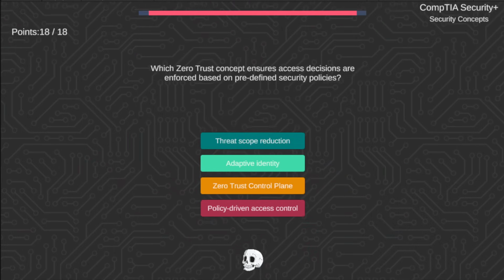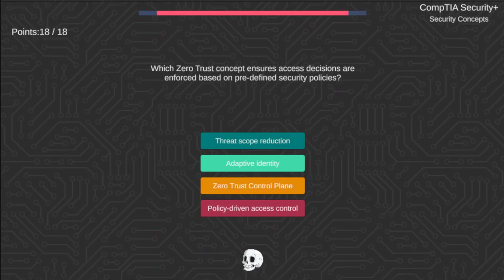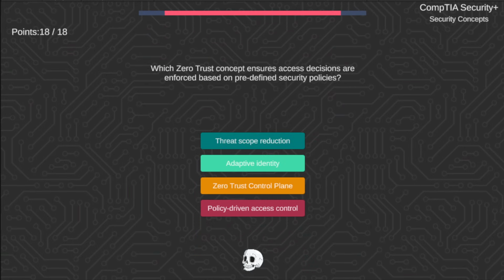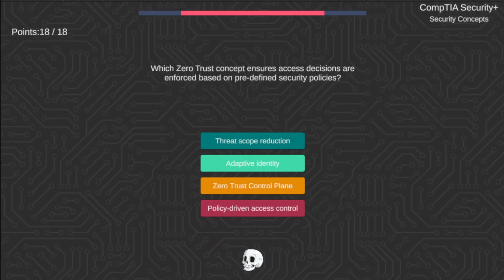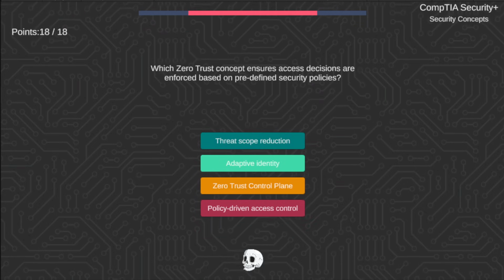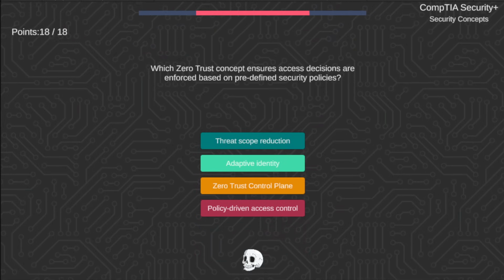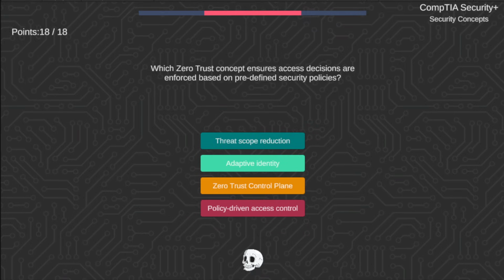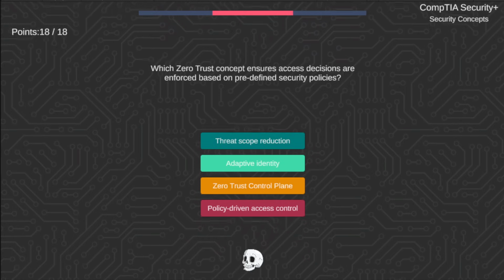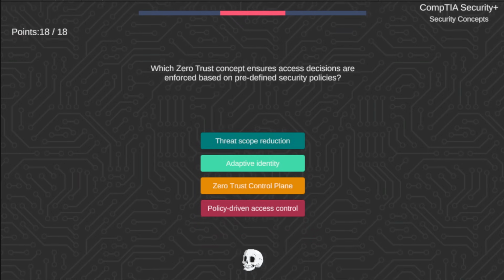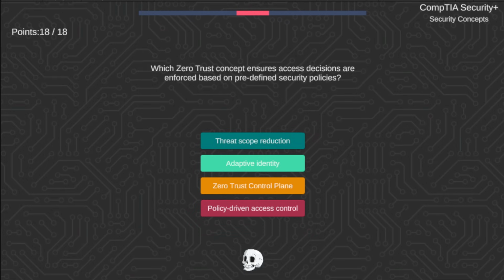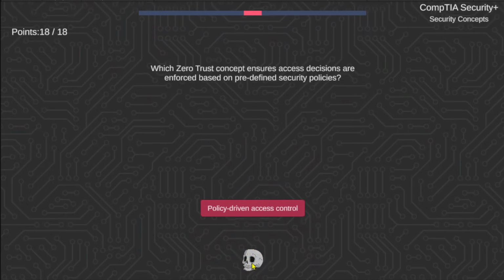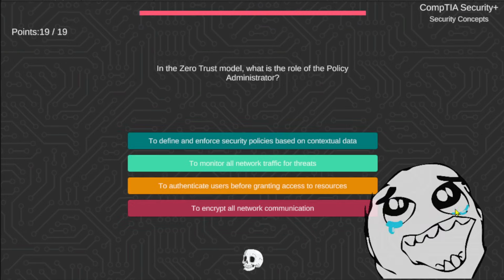Which zero trust concept ensures access decisions are enforced based on predefined security policies? Threat scope reduction, adaptive identity, zero trust control plane, or policy-driven access control? Which zero trust concept ensures access decisions are enforced based on predefined security policies? Correct answer is policy-driven access control.